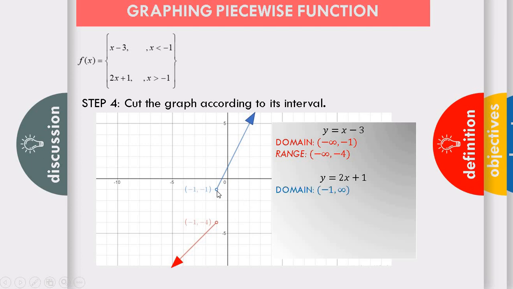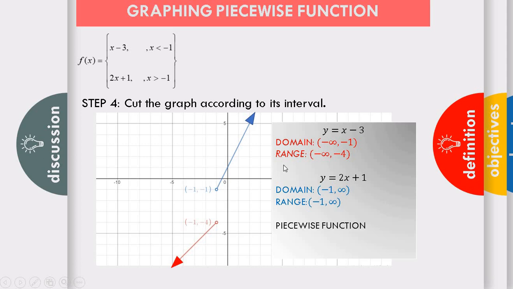So from negative 1, we can see that the graph is extending upward and to the right. So therefore, the x values to the right are the set of positive values. So from negative 1 to positive infinity. While the range is from negative 1 upward, so positive y values, so positive infinity.